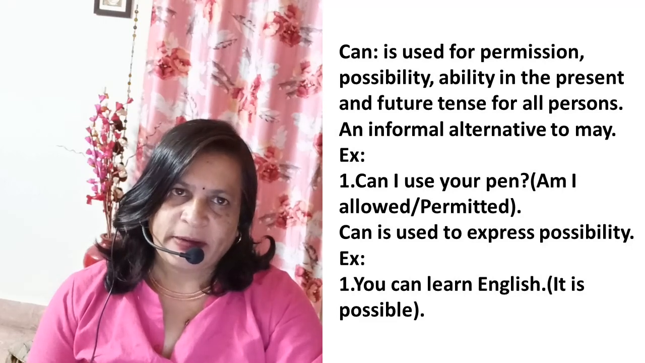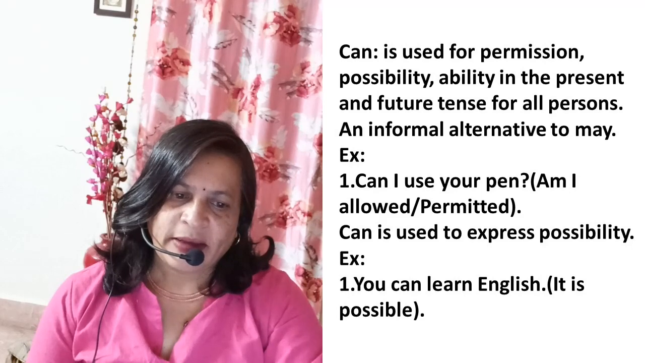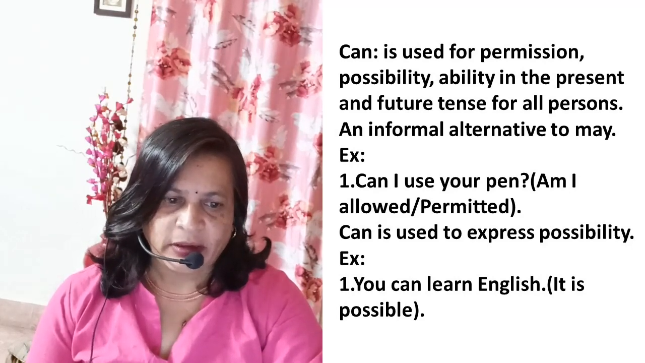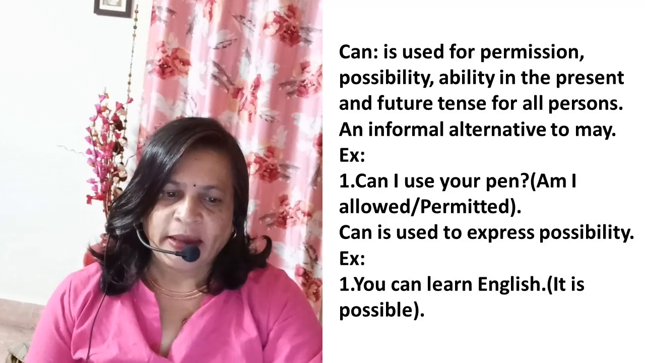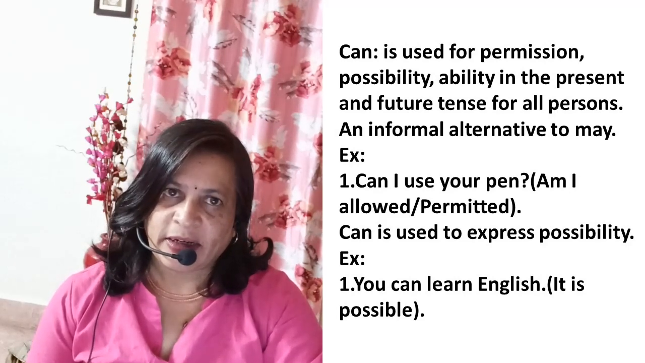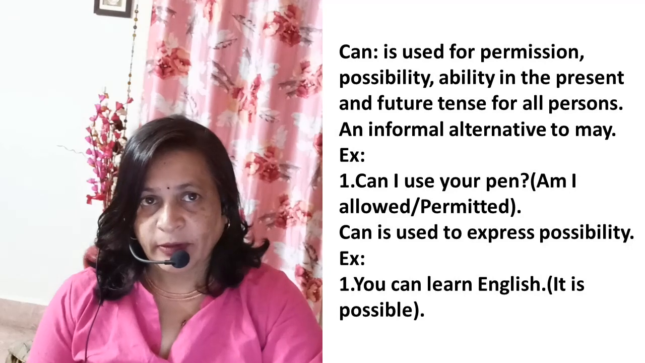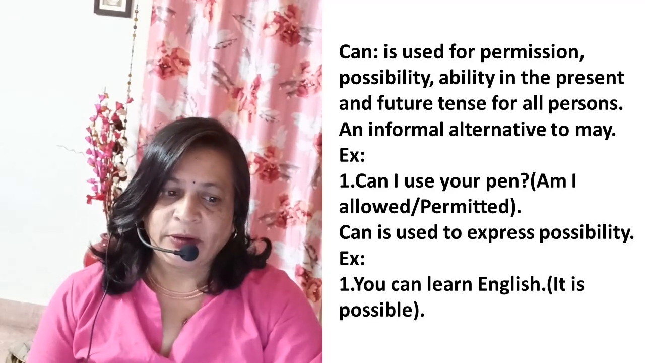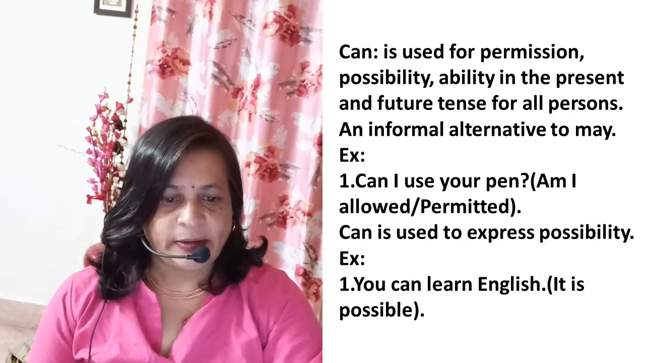Can is used to express possibility in the present tense. Example, you can swim in this river. That means, it is possible to swim in this river. There is no danger. You can finish this work within half an hour. That means, it is possible for him to finish without any obstacles. There is no danger or obstacles.